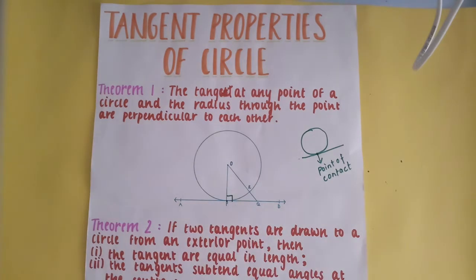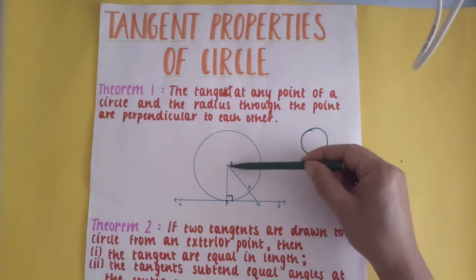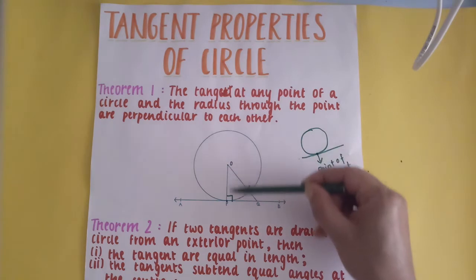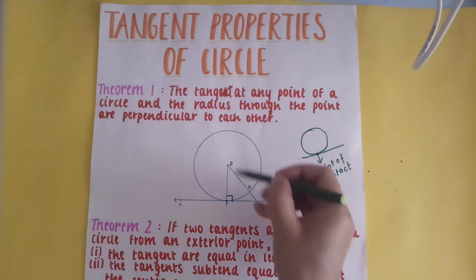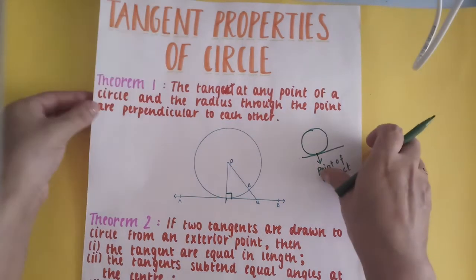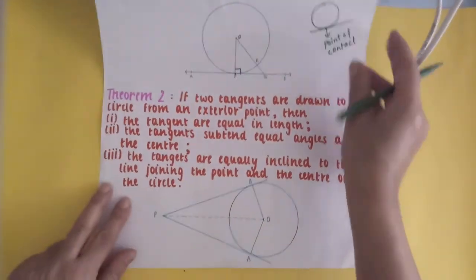So this angle is always 90 degree. Or in other words, you can say that the line joining the center of the circle and the point of contact is a perpendicular line, right? This is a perpendicular line. Fine, this is our theorem 1. Then comes the theorem 2.